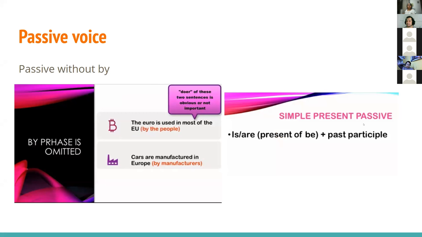So this is the simple present passive. Este es el presente, la fórmula para el pasivo en el presente simple. Is, are, the present of be, and the past participle. Y después seguiríamos con la misma fórmula que utilizamos antes para lo que vimos anteriormente con la voz pasiva, ¿verdad? La fórmula anterior, con el objeto al principio y después el verbo to be y el pasado participio.